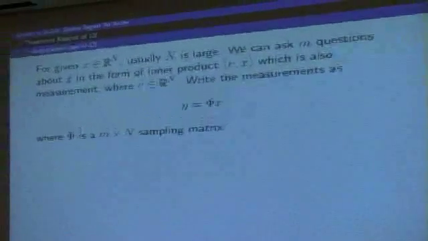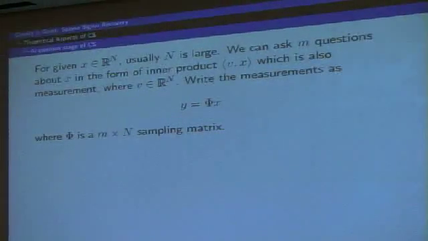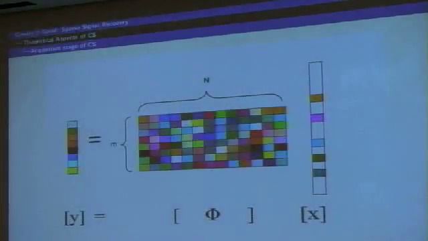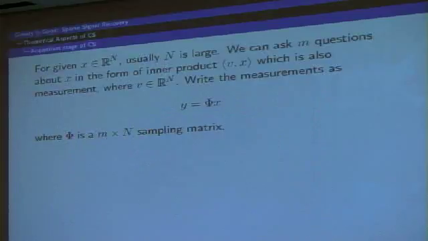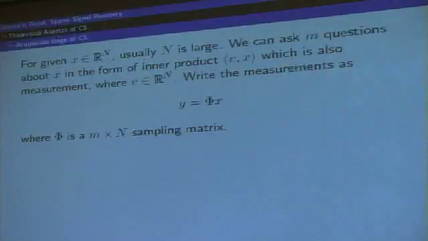So in compressed sensing, we do the work like this. Given a vector x in R^n, where usually n is very large, instead of sampling x directly, we ask m questions in the form of inner products. Every time you have a vector v, you take the inner product, and you have your answer as a measurement. So we can ask m questions. We write the problem this way: the measurements y equal phi multiplied by x, where phi is an m by n sampling matrix.